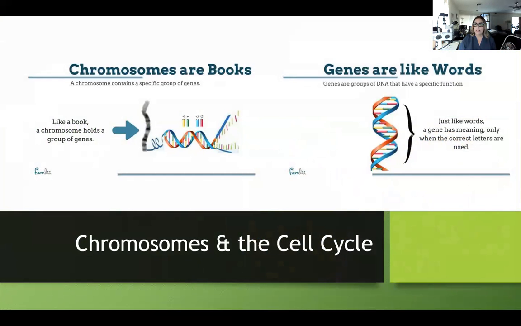Now, here is an analogy for chromosomes and genes. Now, chromosomes are like strands of your DNA. So in humans and in eukaryotes, we have what is called linear DNA. It's in strands. Now, this is in contrast to prokaryotes that have circular DNA. It's just one circle of DNA.